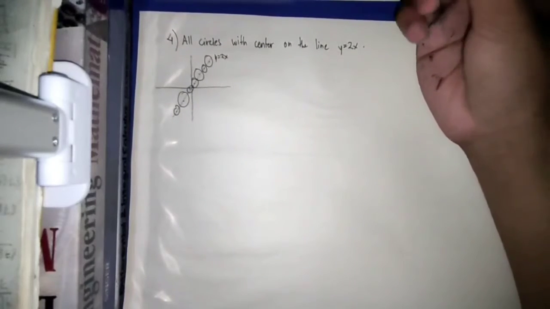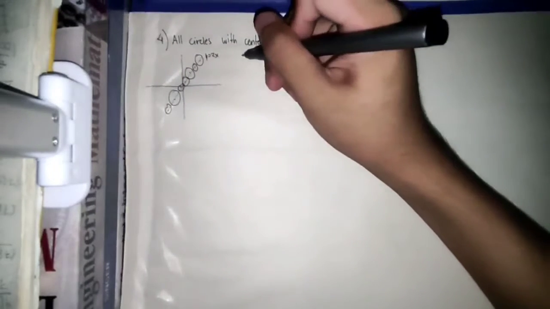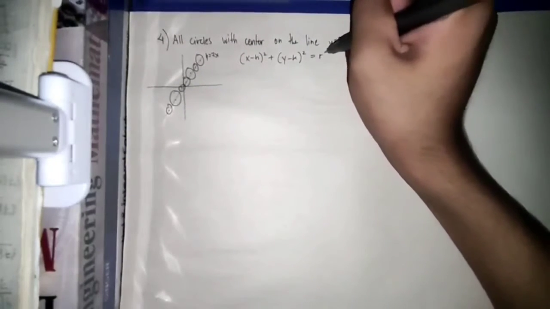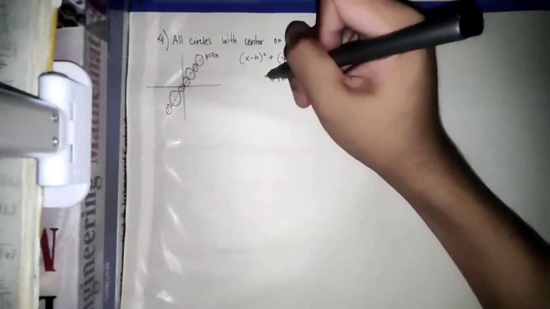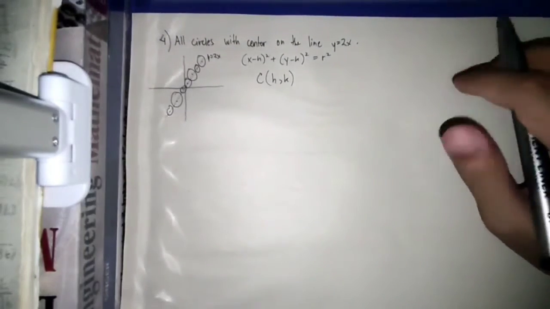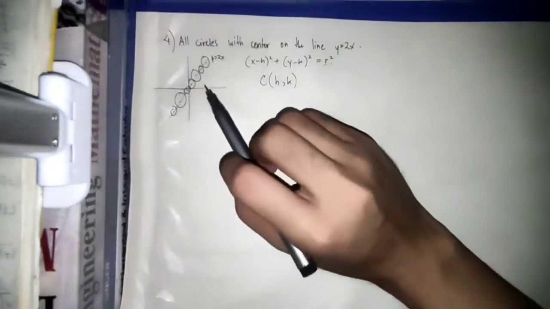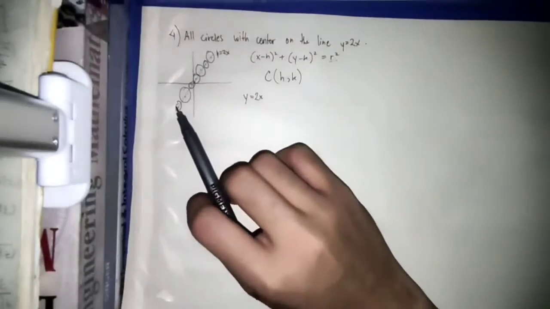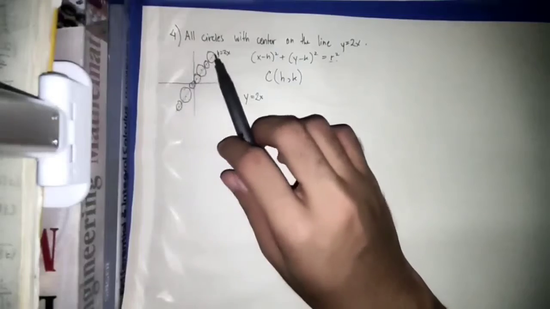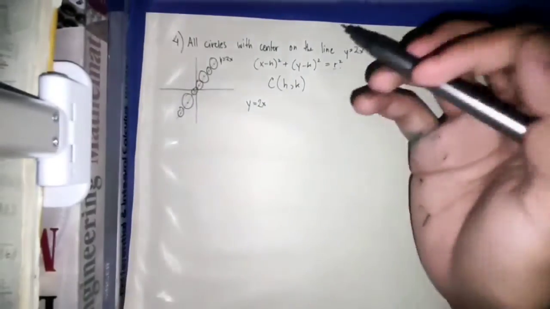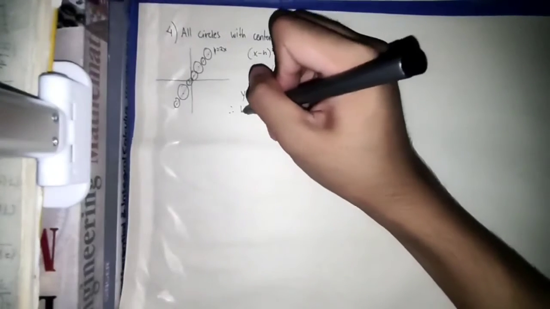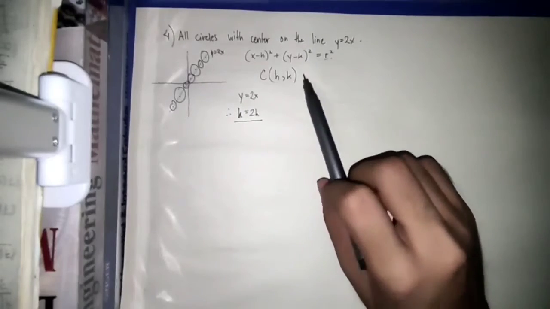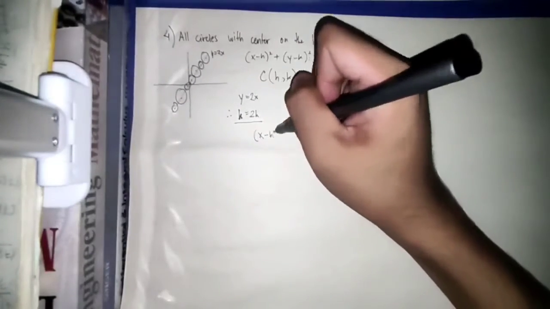As we all know, the standard equation for a circle is (x - h)² + (y - k)² = r², where h and k serve as the coordinates for the center and r is the radius. By inspecting this sketch, we have y = 2x for the equation of the line, and we can observe that the centers of all circles are lying on the line. Therefore, we can also say that k = 2h. Now that we have the value for k, let's substitute this into the equation of the circle.